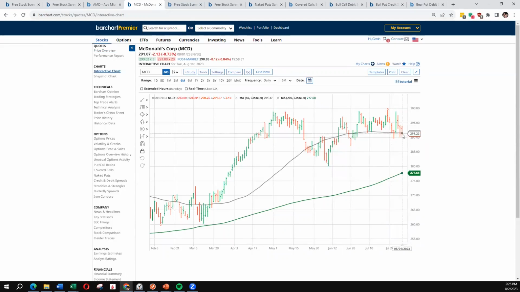So yeah, reasonably decent break below the 50-day moving average. I wouldn't say that's super bearish yet, but maybe if that stays below the 50-day moving average for a day or two, that could be a bearish candidate.